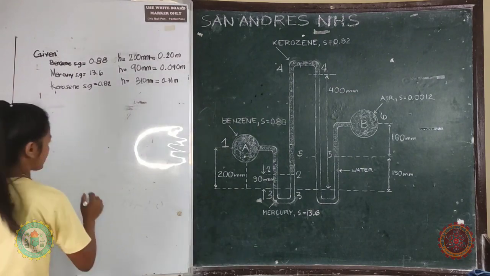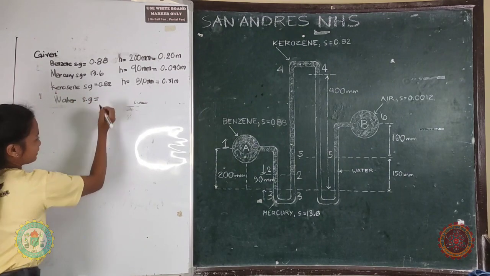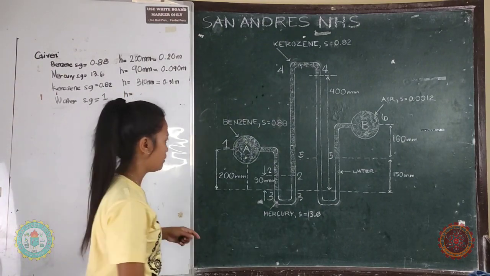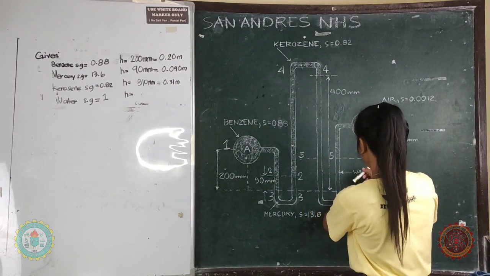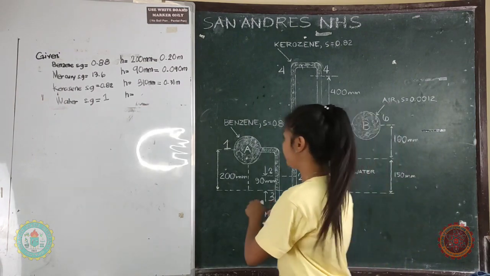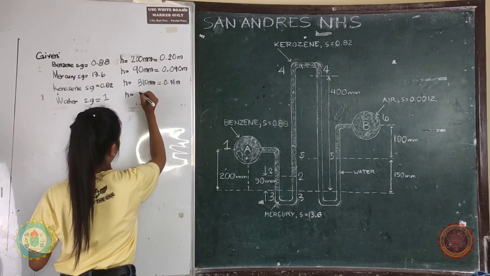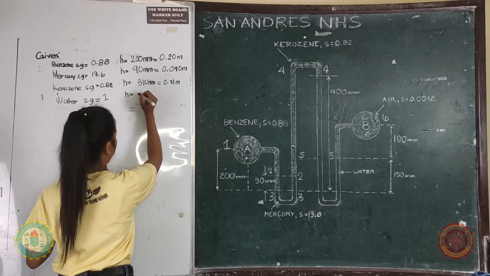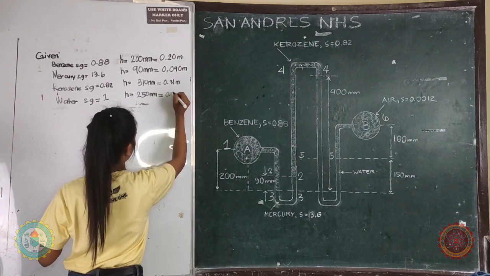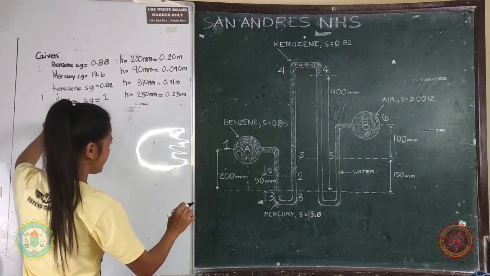Then next is water. Its SG is automatically 1 because there is no given. Then its height is, for water, 400 minus 150, which is 250 mm, equal to 0.25 meter. Then the last substance is air.